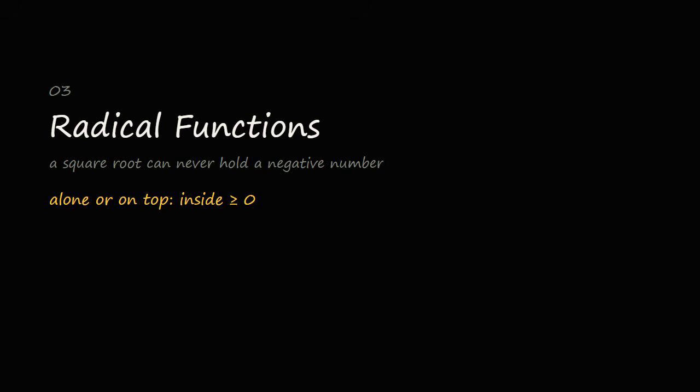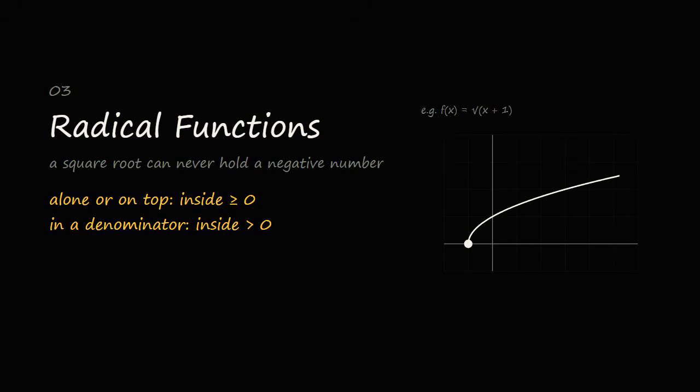There's one small twist. If that square root happens to be sitting in a denominator, it can't equal 0 either, because we still can't divide by 0. So in a denominator, the inside must be strictly greater than 0, not just 0 or greater.